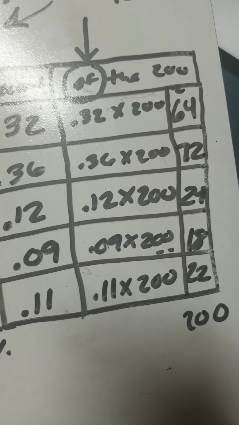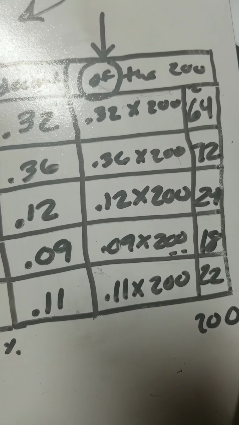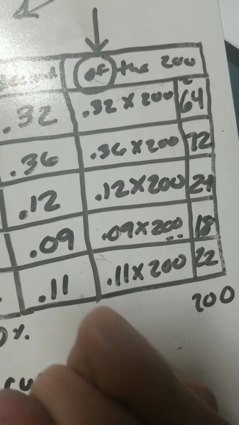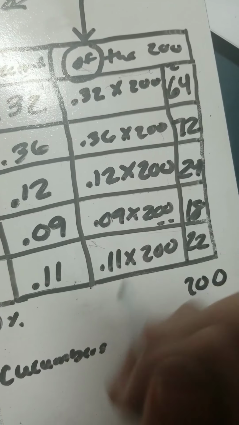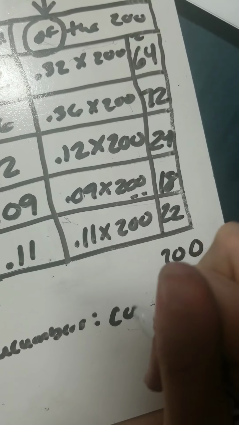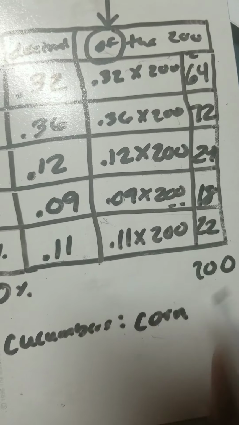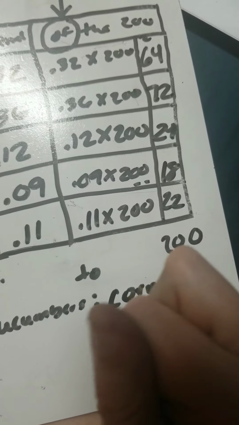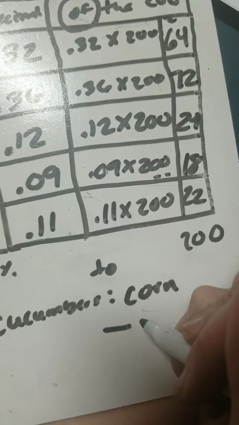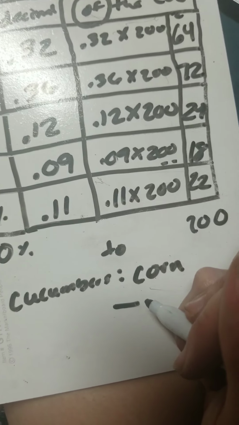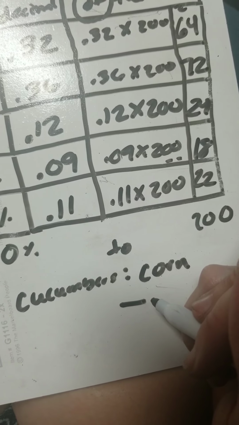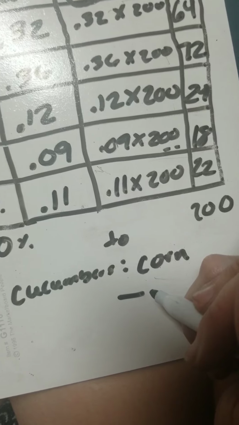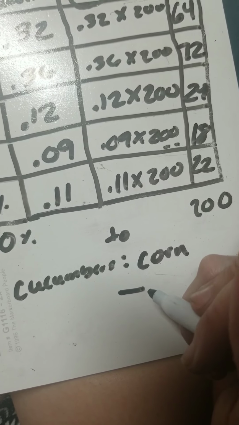And the very last one says to write a ratio that compares the part of the plants that are cucumbers to the part that are corn. So we're going to do cucumbers to corn. Remember that you can write a ratio using the word to. You can write a ratio using your little colons, or you can write a ratio as a fraction. That is completely up to you. So it says write a ratio that compares the plants that are cucumbers to the part of the plants that are corn. Express the ratio as a fraction, a decimal, and a percent.